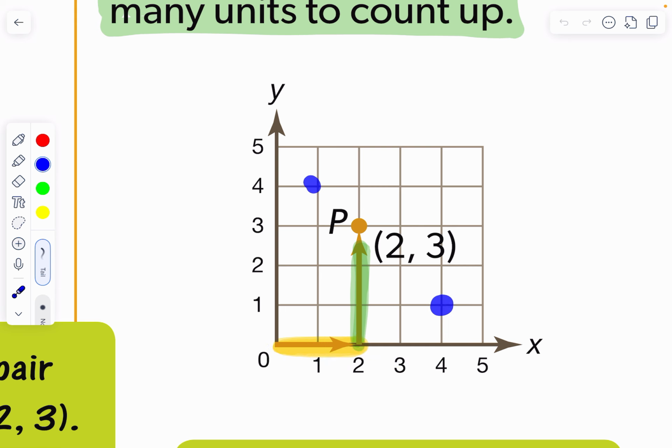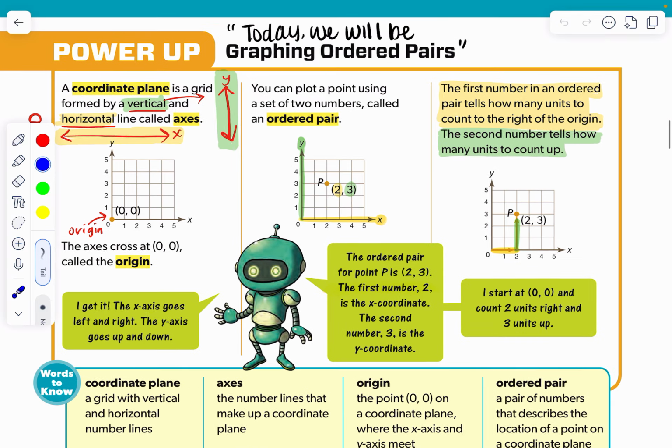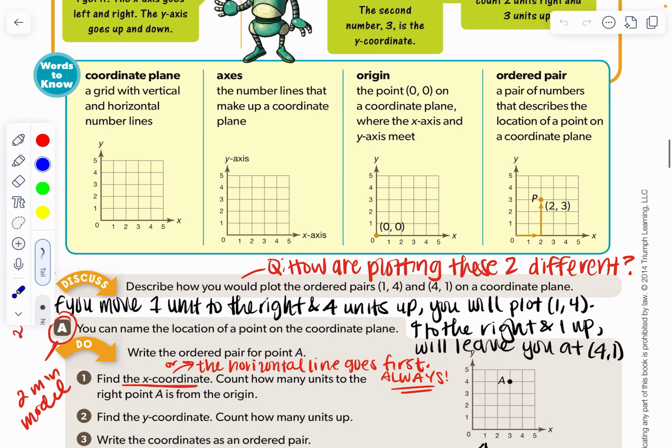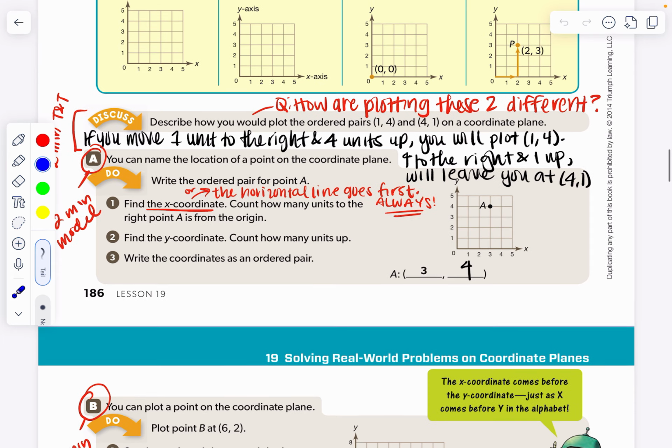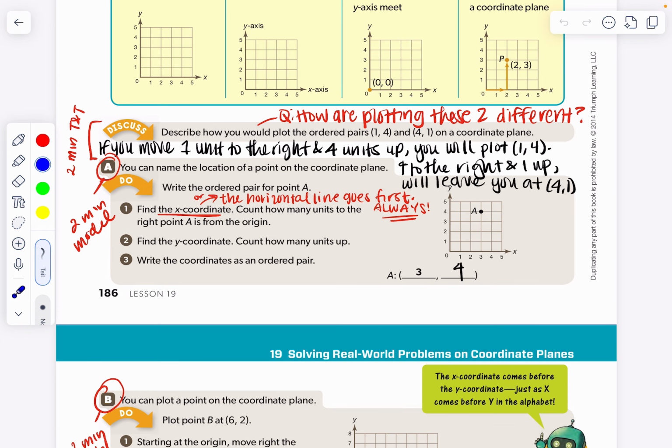Because these 2 points do not overlap, that means there was a different process that we had to follow. Why was there a different process? Because the x and the y coordinates were switched, meaning that the order in which we plot also switches. Then you'll spend 2 minutes modeling how to find the ordered pair when the point is already being given to you.